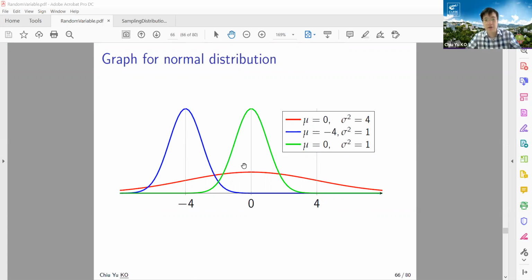Remember, the area under the curve is always 1. So if you want it more spread out, then the top must go down. And it's symmetric, you can see. An interesting thing is, even though it's spread out, the kurtosis is always 3. That is something very interesting to note.